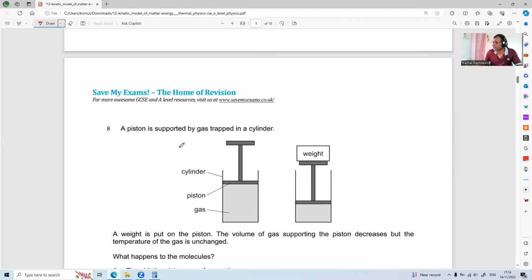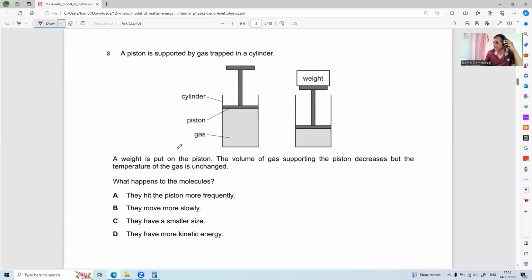A piston is supported by gas trapped in a cylinder. Okay? No matter weight là, the volume is decreased. The volume of the gas supporting the piston decreases, but the temperature of the gas remains unchanged. Okay. What happened to the molecules? They hit the piston more frequently. They move more slowly. They have a smaller size, ça mentit ça, hein? They have more kinetic energy.